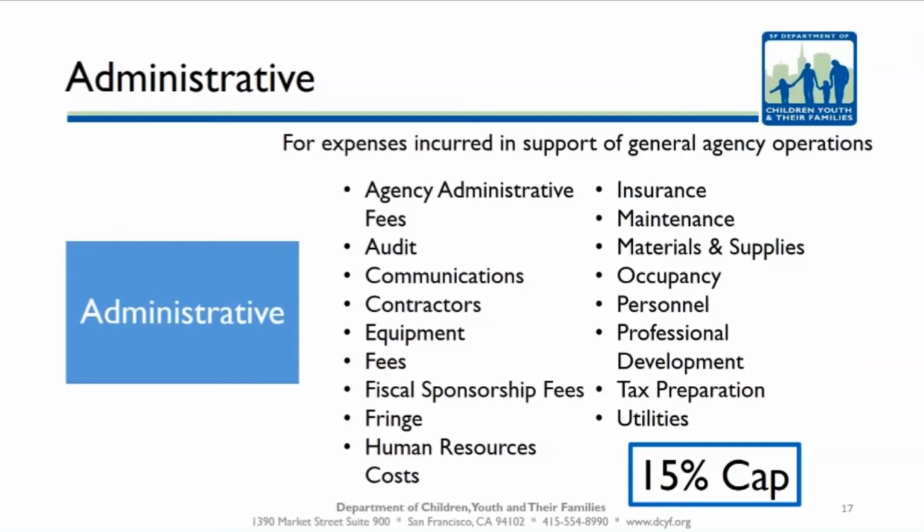Note that there is a cap of 15% on all administrative expenses. They cannot exceed 15% of your total grant. And that includes if any of your subcontractors have administrative expenses, those are part of this 15% cap.